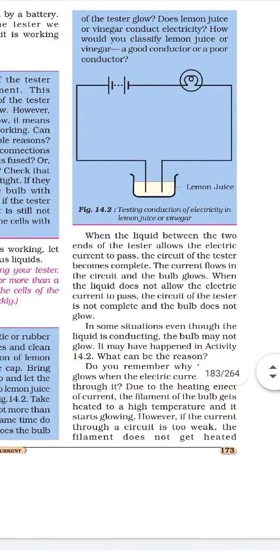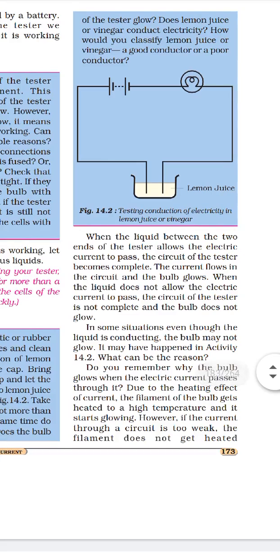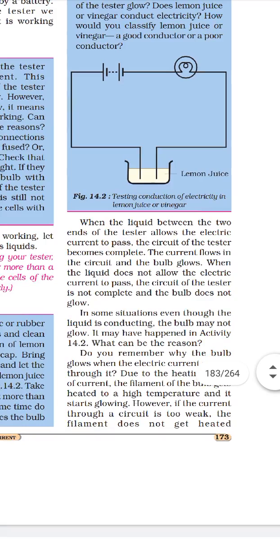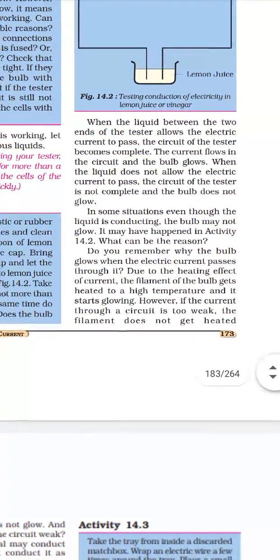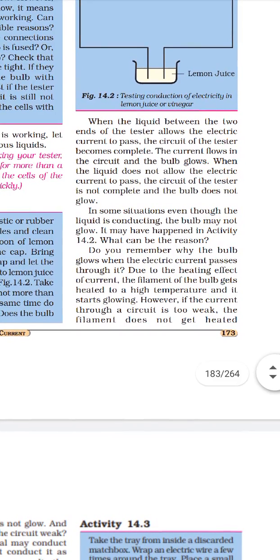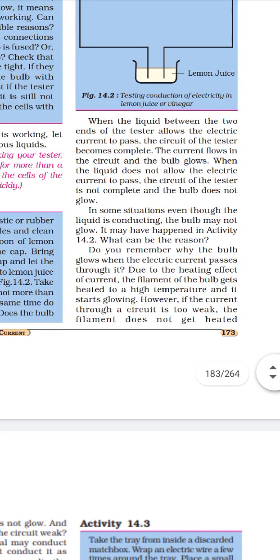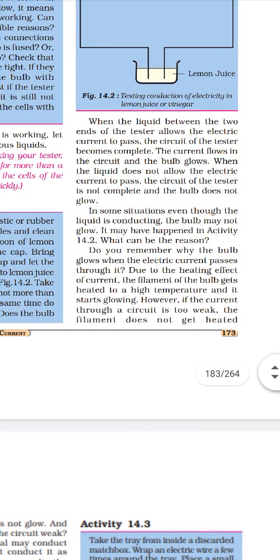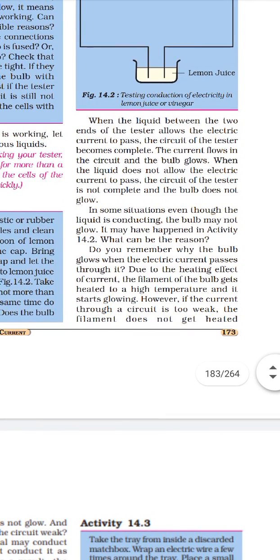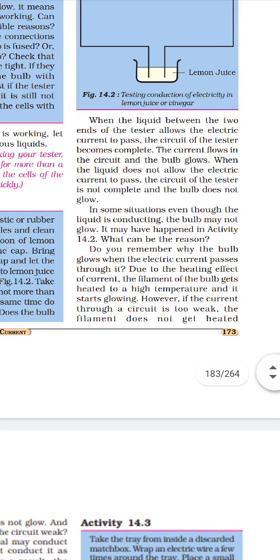In some situations, even though the liquid is conducting, the bulb may not glow. It may have happened in Activity 14.2. What can be the reason? Remember why the bulb glows when the electric current passes through it? Due to the heating effect. The filament of the bulb gets heated to a high temperature.